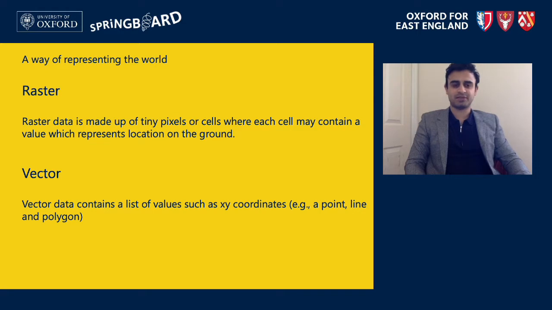With vector data, it's very simple. You can simply have a list of values. Those values can be x and y coordinates, and those coordinates could represent longitude and latitude. So you could have a line or a point or a polygon, and I'll show you in the exercise how easy it is to use those points and manipulate them to put them on a map.